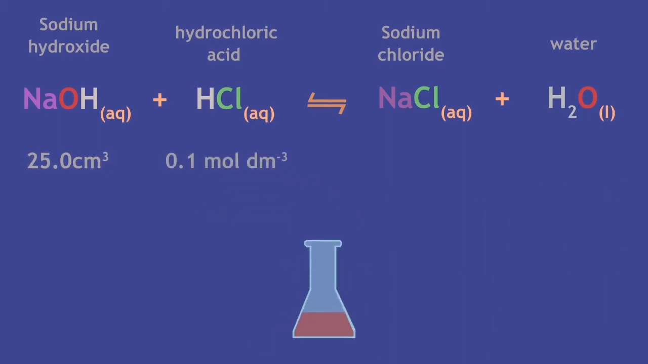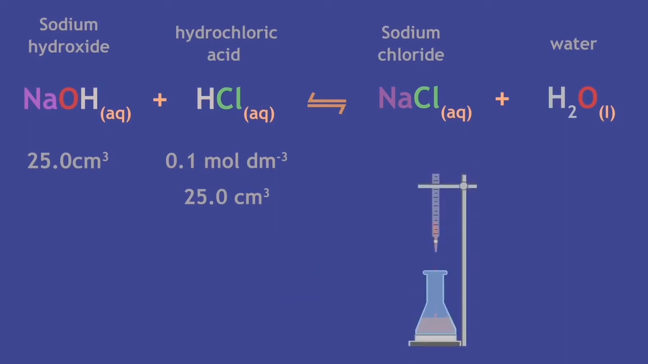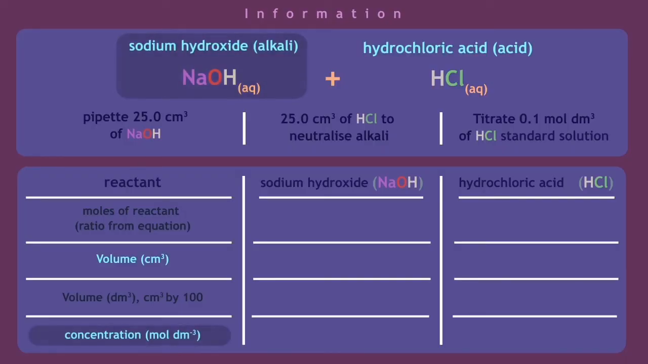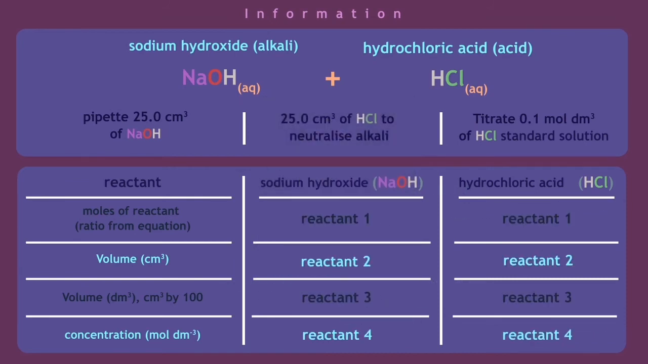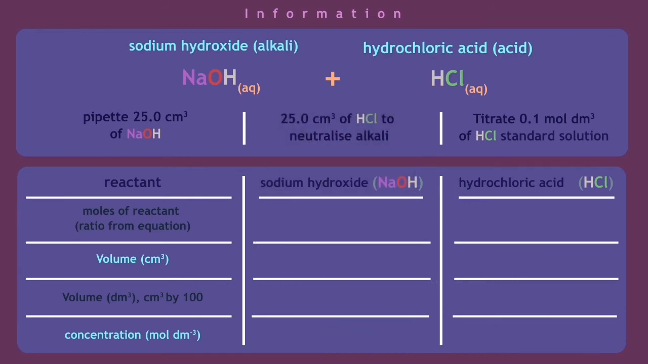Using a suitable indicator, you find that 25 cubic centimetres of the acid was required to neutralise the alkali, as found by the titration. This is the endpoint for the titration. You can now calculate the concentration of the sodium hydroxide in moles per decimetre cubed. Using the information, what do you know? Pause the video, write down the reactants in a table like this, and continue when you're ready. Record all the information you know about the acid and the alkali in the table.